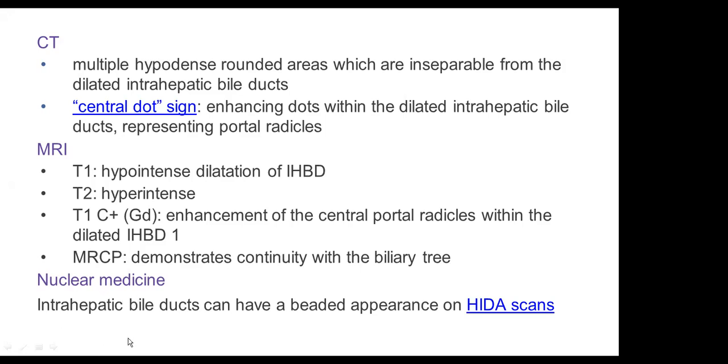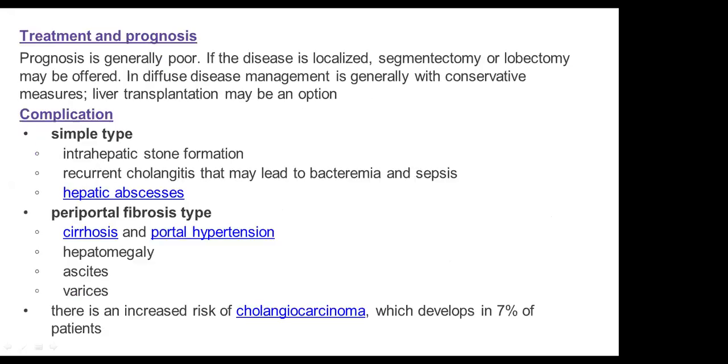Regarding nuclear medicine, the intrahepatic bile duct can have a beaded appearance as seen by HIDA scan. Regarding the treatment and prognosis, the prognosis is usually poor. If the disease is localized, segmentectomy or lobectomy may be enough. In diffuse disease, they usually try conservative measures first, and liver transplantation later on may be an option.